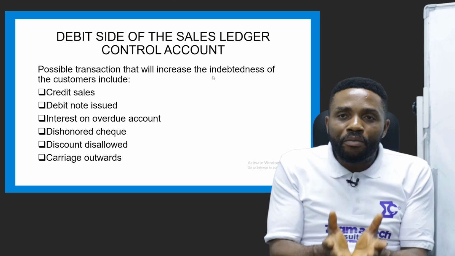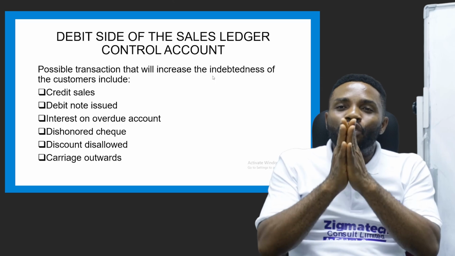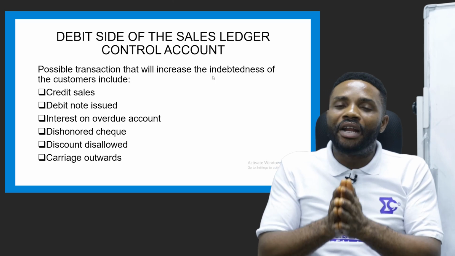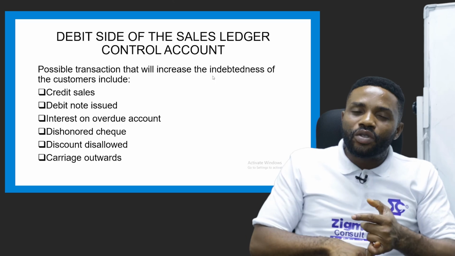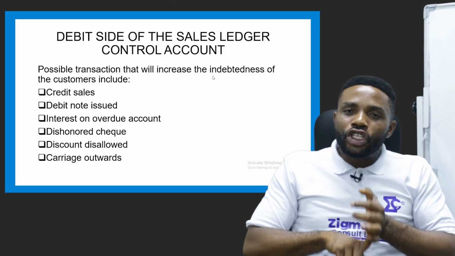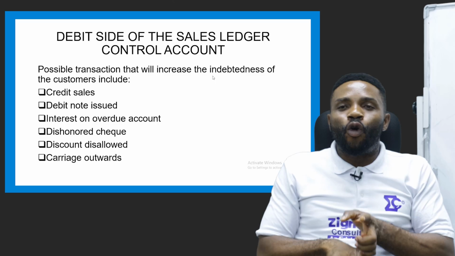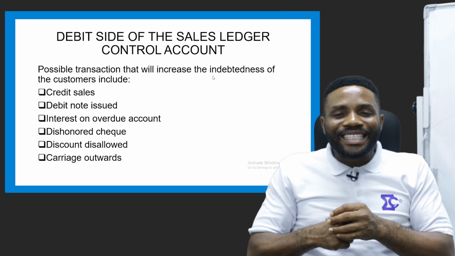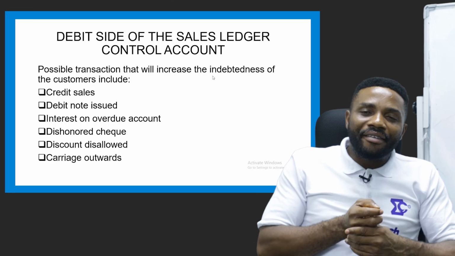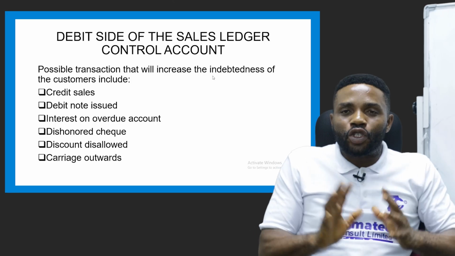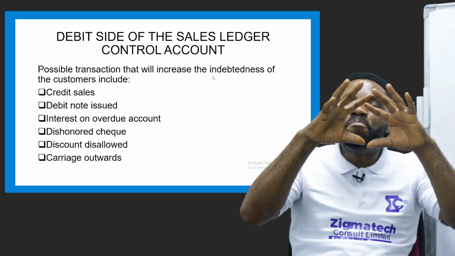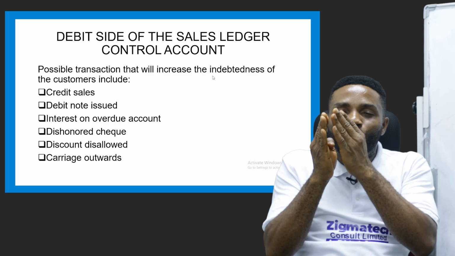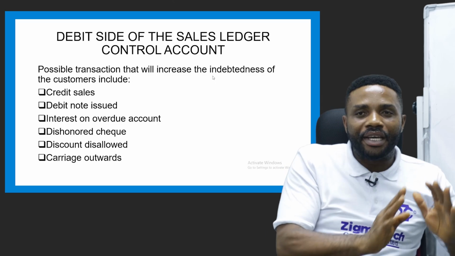So in summary, the items that you will always see on the debit side of the sales ledger control account are: number 1, credit sales; number 2, debit note issued; number 3, interest on overdue account; number 4, dishonored check; number 5, discount disallowed; number 6, carriage outward. So in a question, you can see all of these things mixed together with figures. So once you see them, identify them and post them to the debit side.